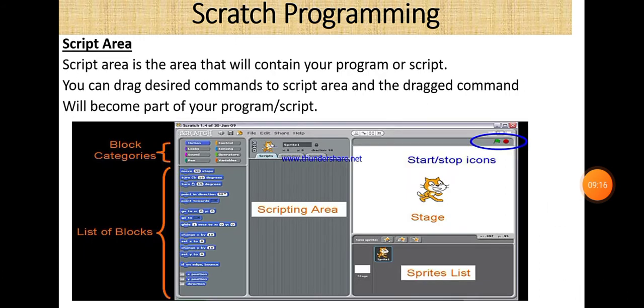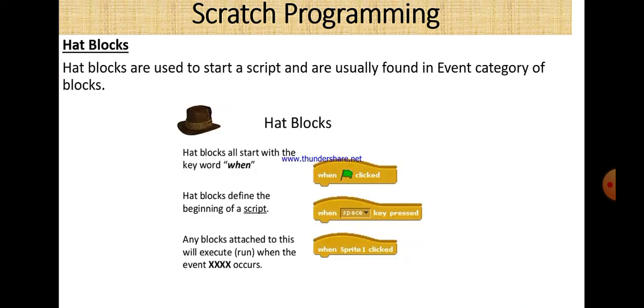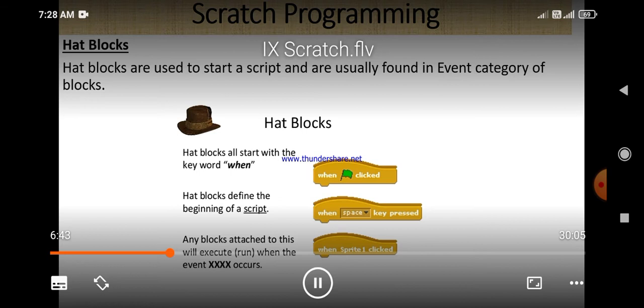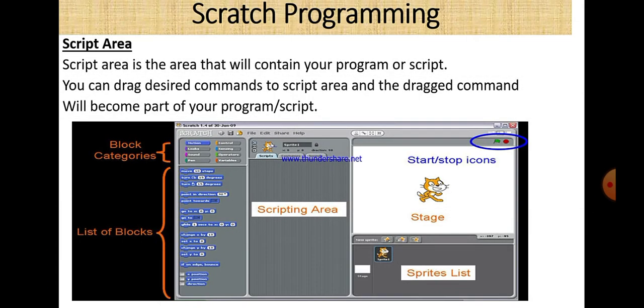Next is script area. So what is script area? You can easily see the diagram here. Script area is the area that will contain your program or script. So you can write a script or your program in that area. That's why it is called the script area. And you can drag the desired command to the script area, and the dragged command will become part of a program or script. So basically you don't need to write commands here. Commands are already present in different categories in the block palette, and you can select one of them, and after the selection you can just drag them into the script area, and that becomes a part of your program.